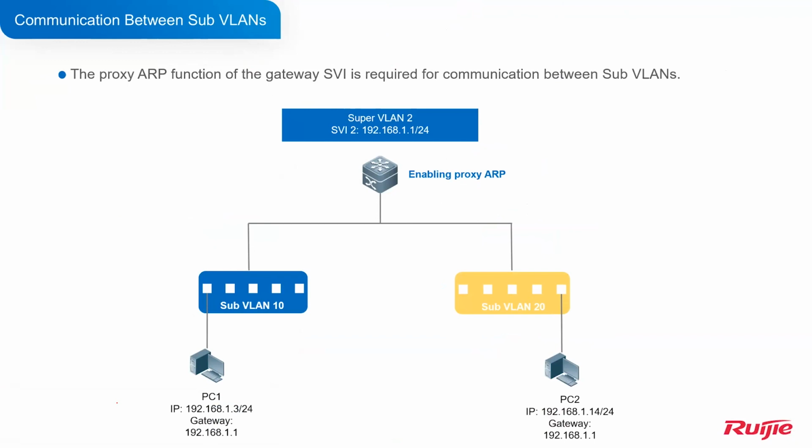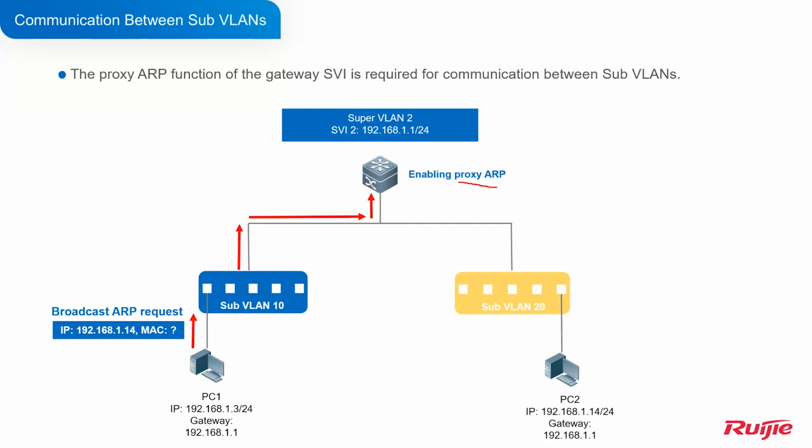If they are in two different broadcast domains, PC1 will first send out an ARP request. But the destination IP, 192.168.1.14, is PC2, and PC2 is in another broadcast domain. So actually, PC2 cannot receive this ARP request without any other features. To solve this problem, you can see here we are using proxy ARP.